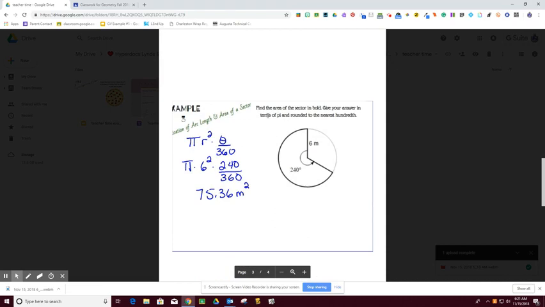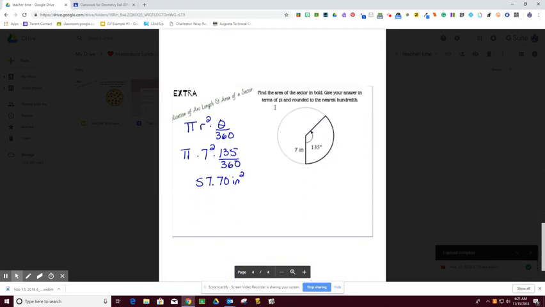The third example asks me for the area of a sector, and this time I want this part. So I'm looking for the area of all this stuff inside. My angle is 240, my radius is 6, so I use the same formula, the area of a circle times theta over 360. And guys, you'll realize that this formula is given to you on your state formula sheet for the EOC. So once I compute that, I'm going to get 75.36 meters squared.